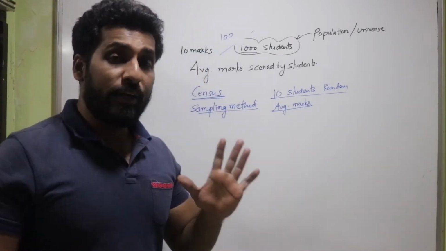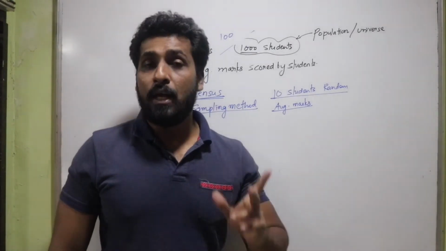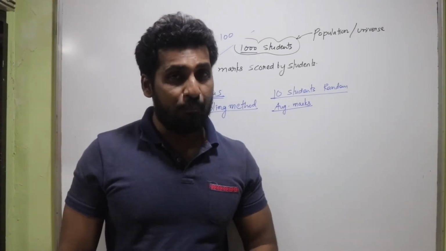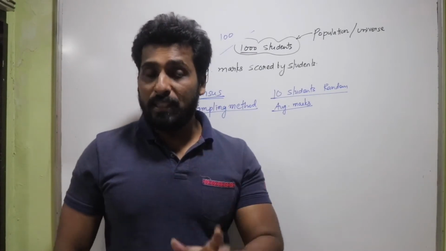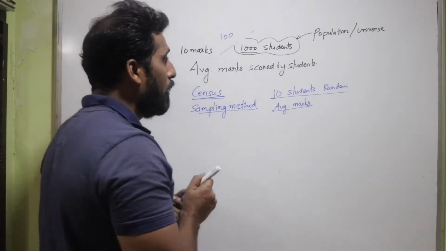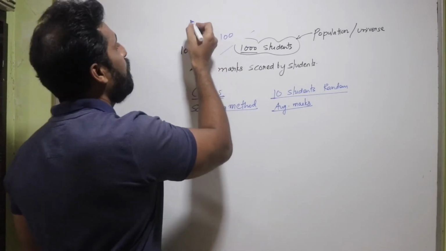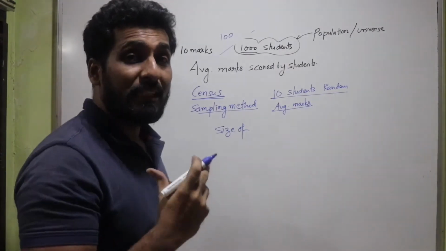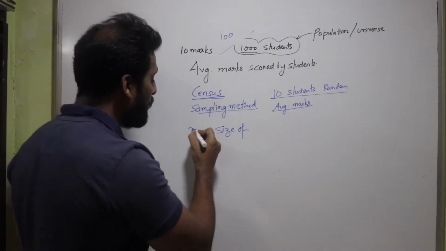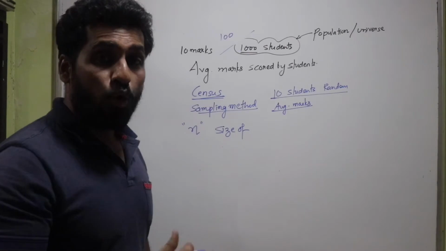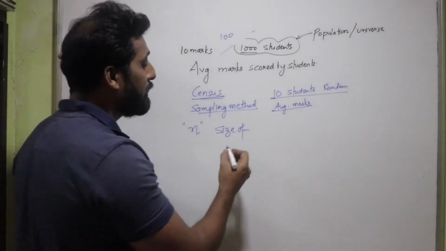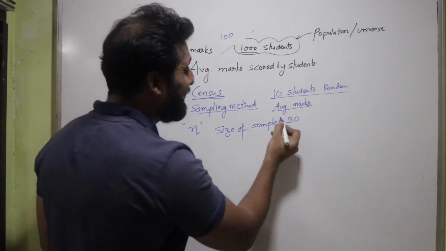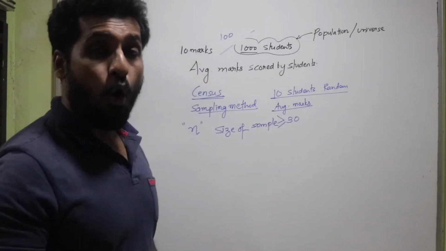Now students, there are two different methods of sampling. There is one called large sample and the other one is called small sample. Now large sample is basically whenever the size of the sample, now remember, the size of the sample is denoted by small letter n. n denotes the size of the sample. So whenever the size of the sample is either 30 or greater than 30, so I can say n is greater than or equal to 30.